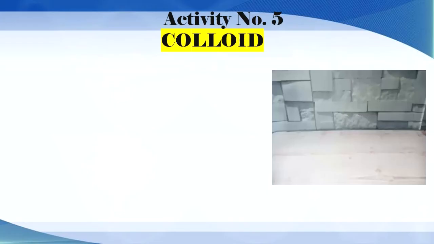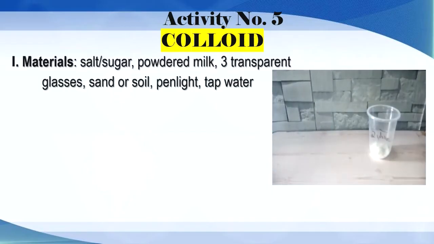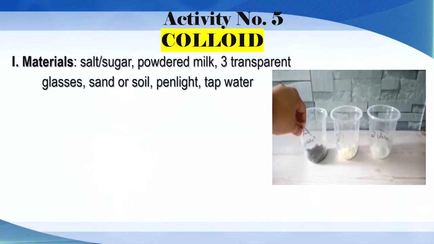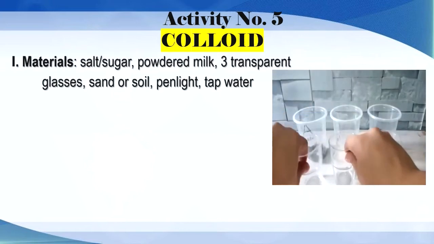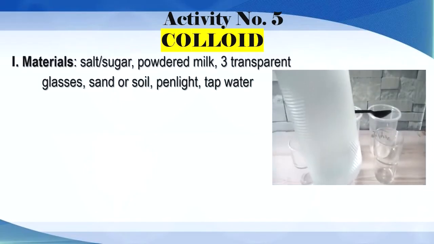Okay, so tayo na ngayon ay nasa activity number 5. So the title of the activity is color. What are the materials needed for this activity? We need salt or sugar, powdered milk, 3 transparent glasses, sand or soil, pen light, tap water. Okay, yan ang mga kailangan natin. Pwede salt or sugar kung anong available sa bahay, powdered milk, 3 transparent glasses, spoon, sand or soil, pen light, yung maliit lang na flashlight, and of course, water.